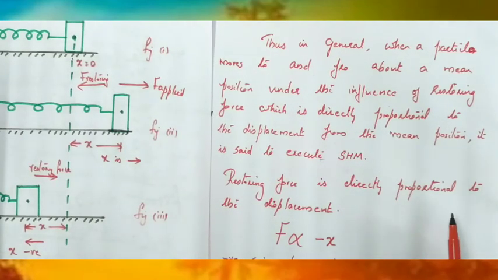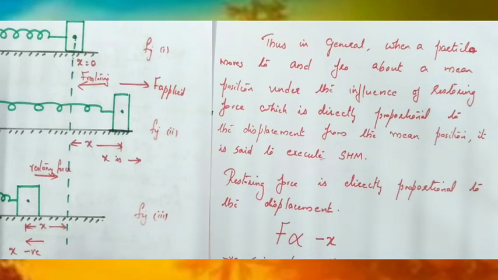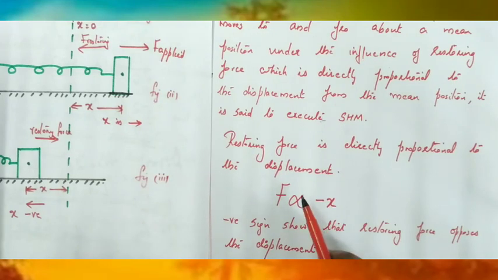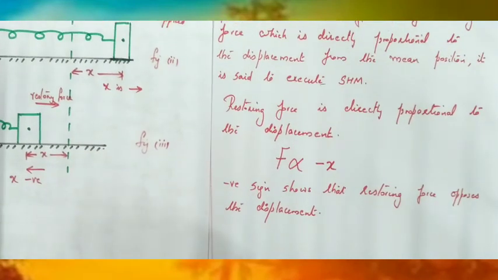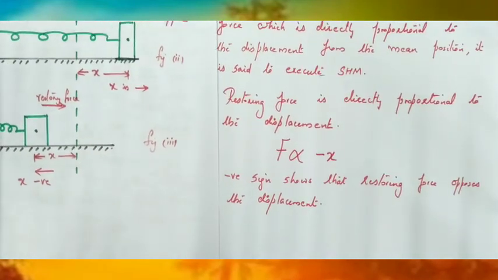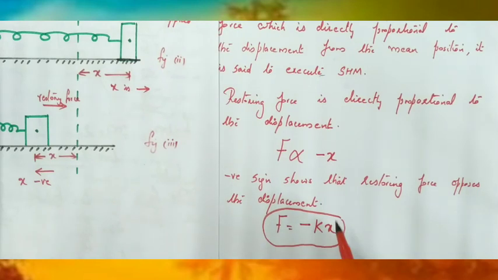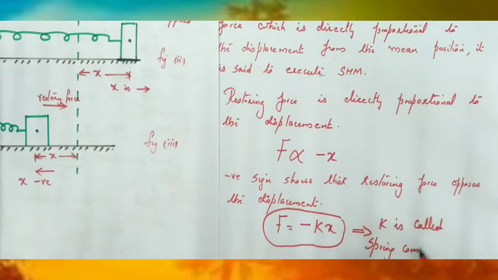So, restoring force is directly proportional to displacement. So, restoring force we can write F proportional to minus x. How will you change the proportionality sign? Here we can change the proportionality sign by a constant, F equal to minus k into x, and here the constant k is called the spring constant. k is called a spring constant or otherwise called a force constant.